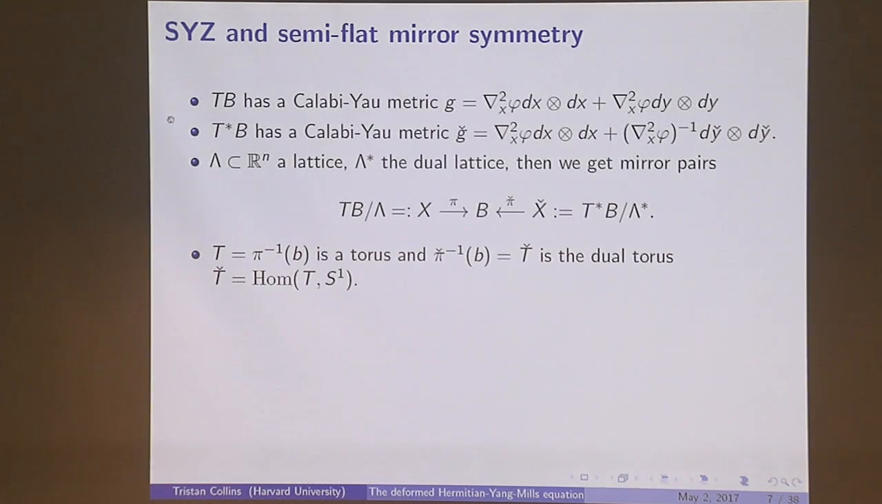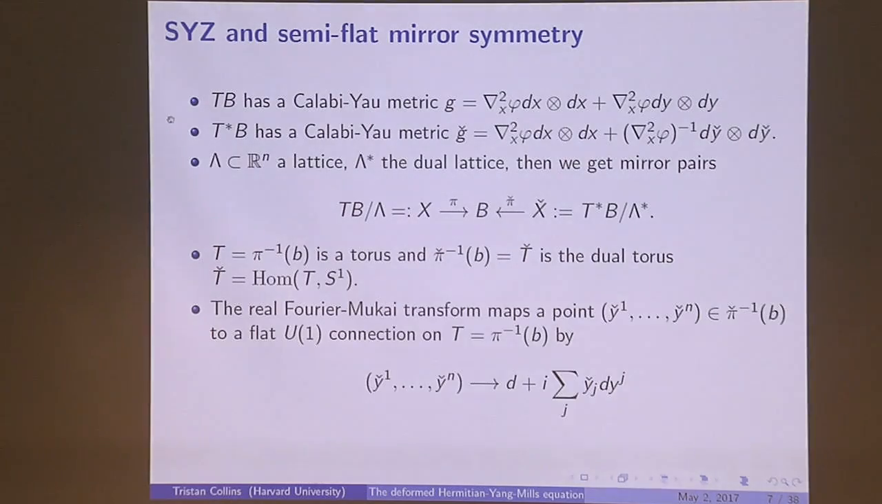So now we want something compact, so the natural thing to do is take a quotient of this whole thing by some lattice. So we take some lattice in R^n and take Λ* to be the dual lattice. And then if you take the quotient of this picture, you get two compact manifolds, X and X check. And these guys are torus fibrations. So the fibers of the torus fibration on the left-hand side are exactly the dual tori to the fibers on the right-hand side, and vice versa. So this is the SYZ proposal in this case.